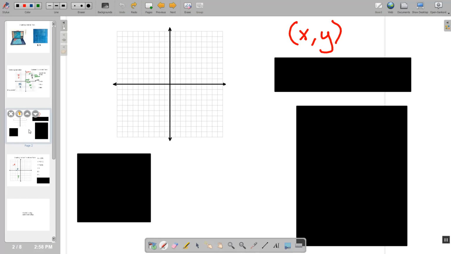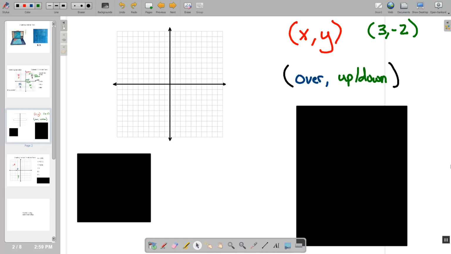Before we start graphing, there's a very small piece of information that is vitally important, so we need to listen close. All points are given in x, y. For example, we could do 3, -2. But we have to figure out where is 3, -2. Well, we are always going over and then up and down.